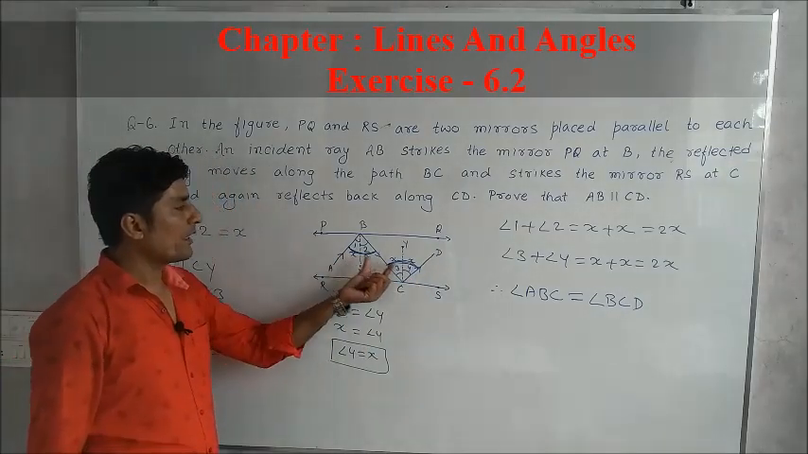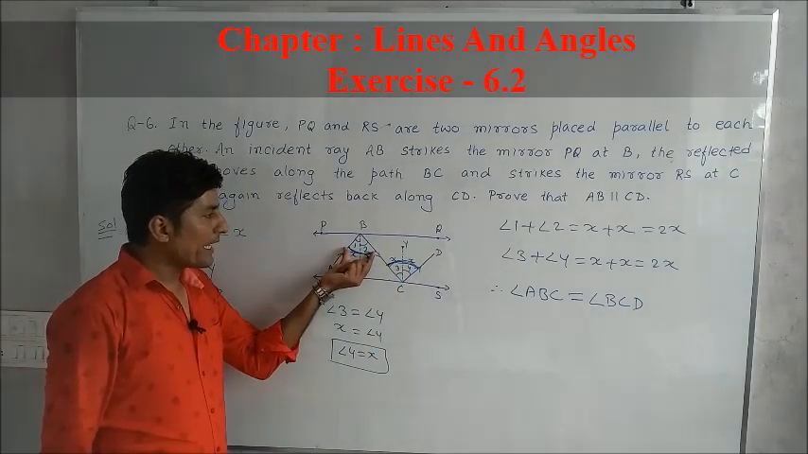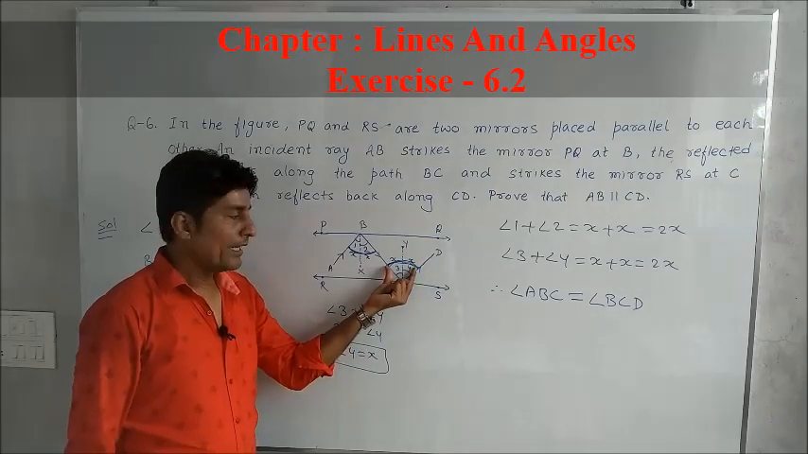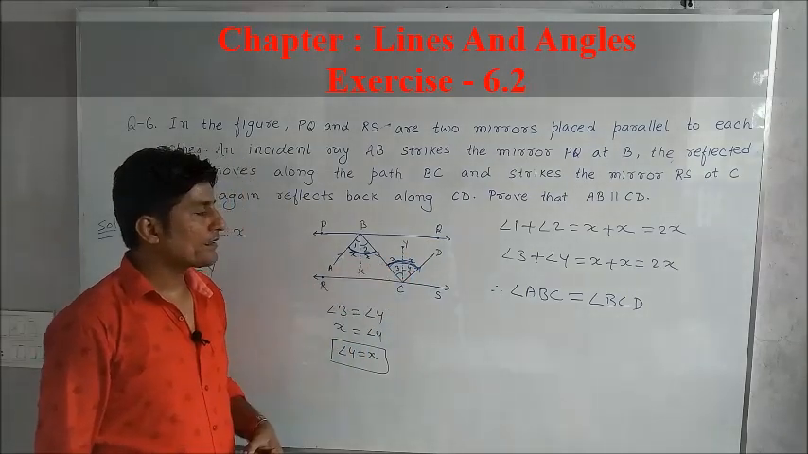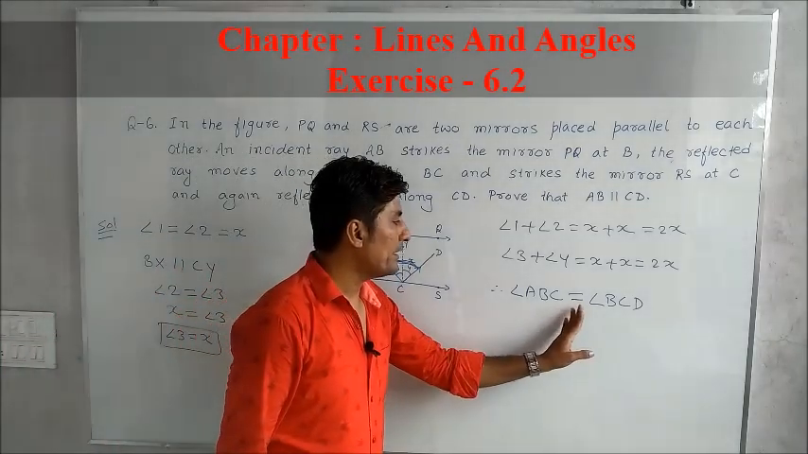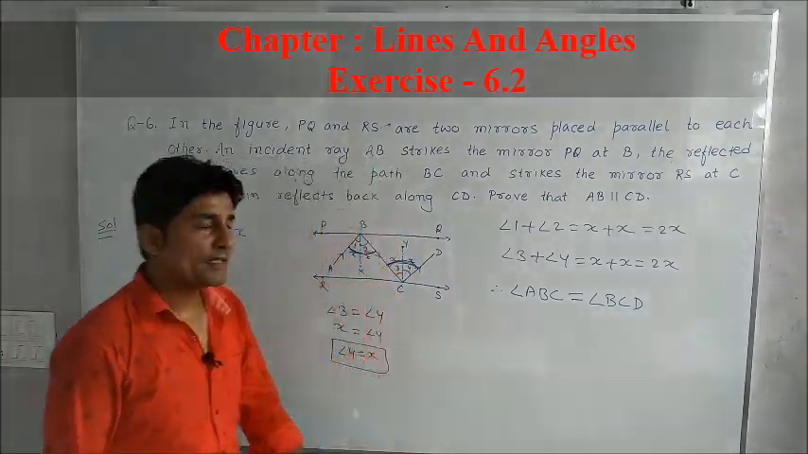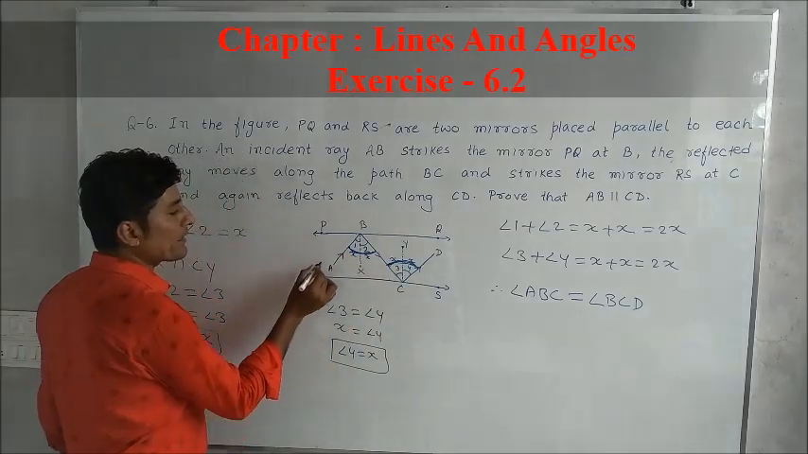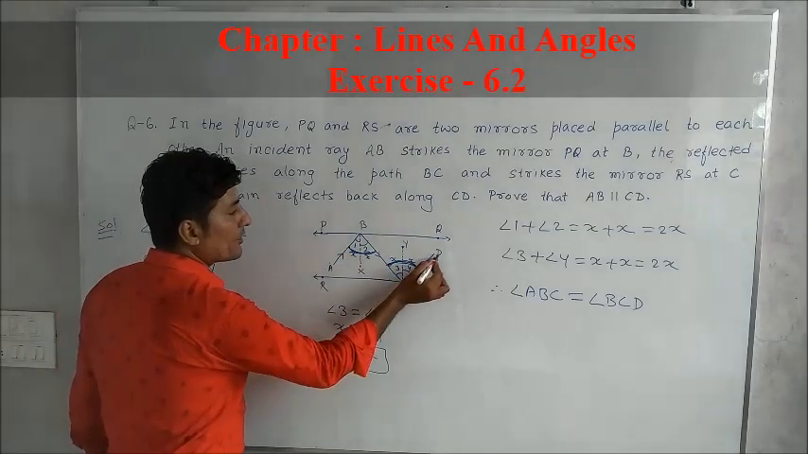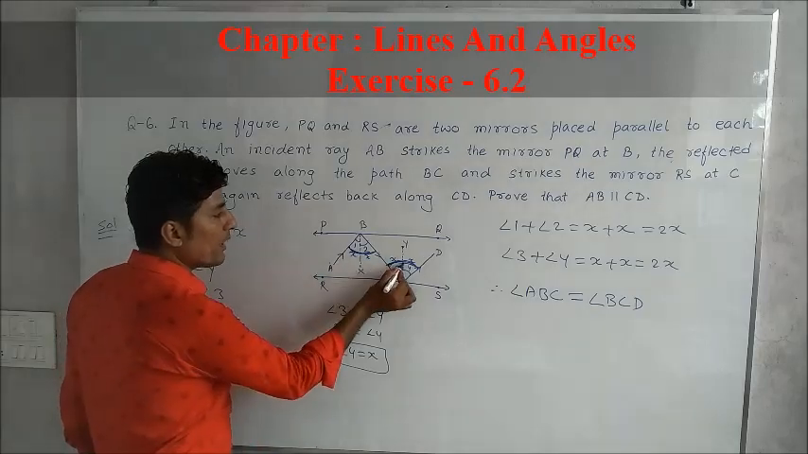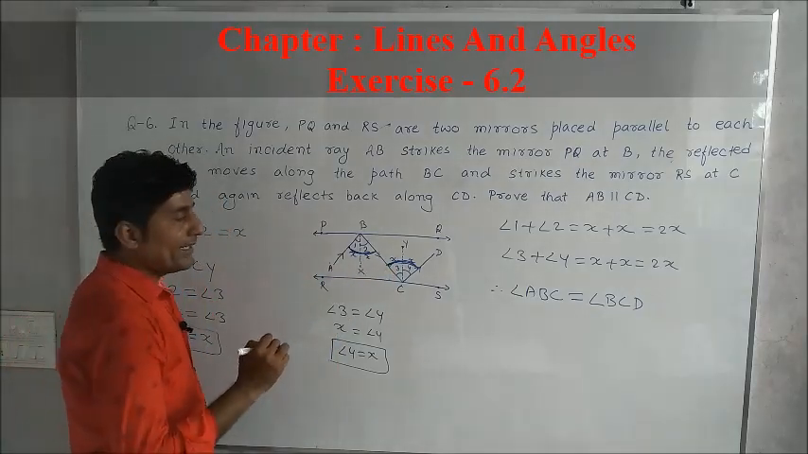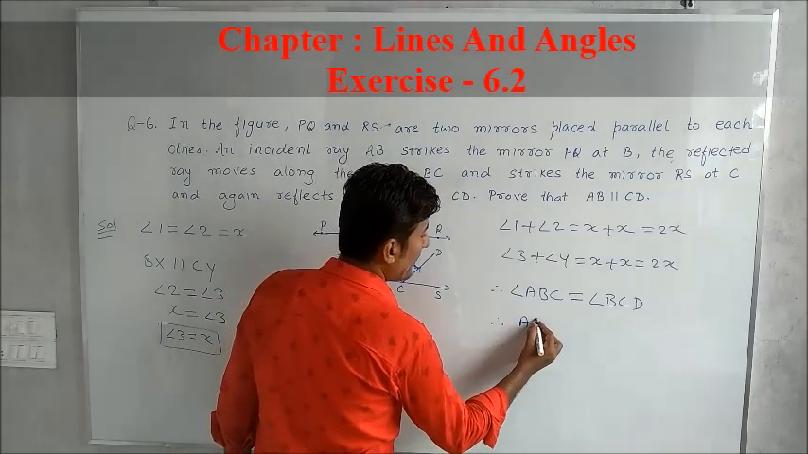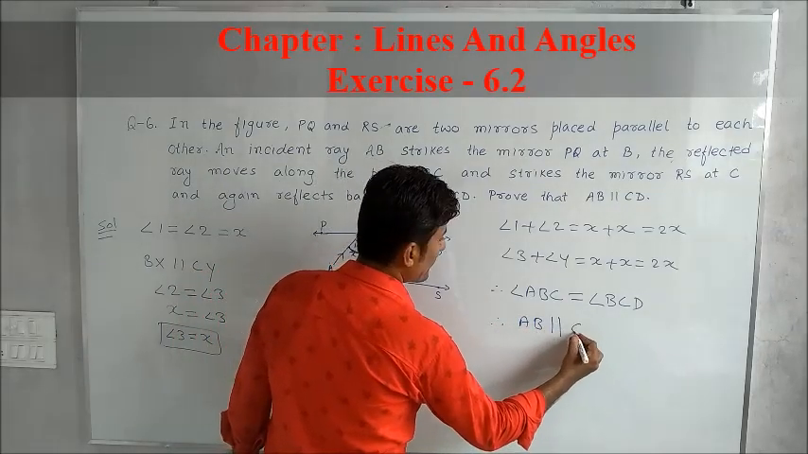Why are the measurements of these two angles equal? Because the measurement of this angle we got 2x, measurement of this angle also we got 2x. That's why measurement of these two angles are equal. Measurement of angle ABC is equal to measurement of angle BCD. Since the measurement of these two angles are equal, hence we can say that AB is parallel to CD, because these two are the pair of alternate interior angles.